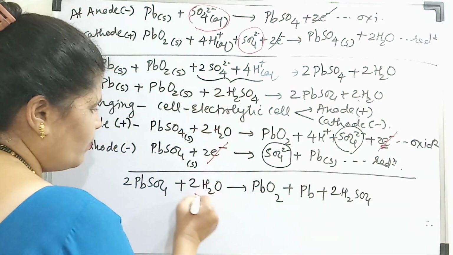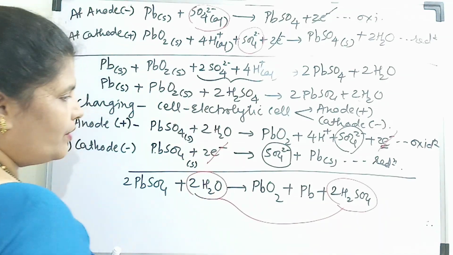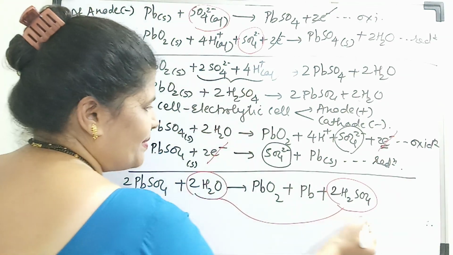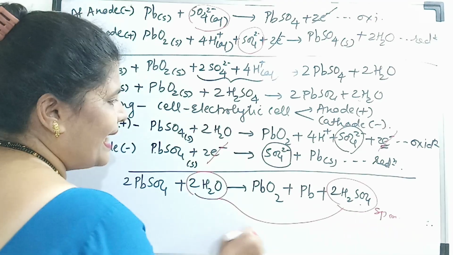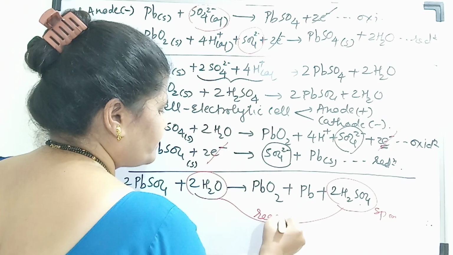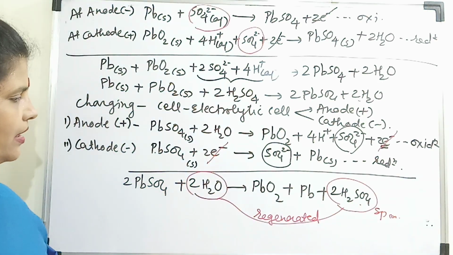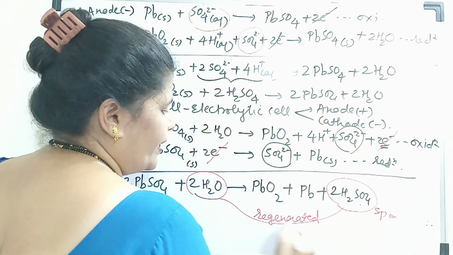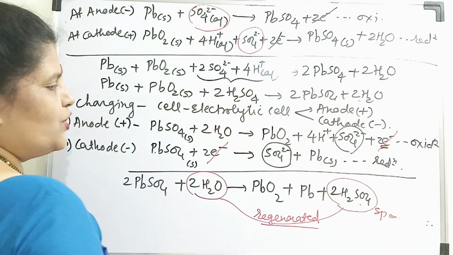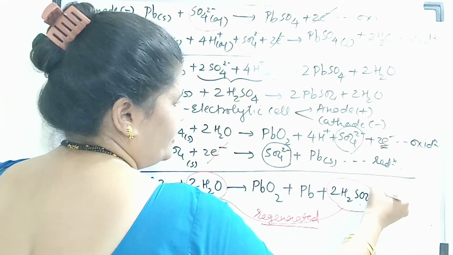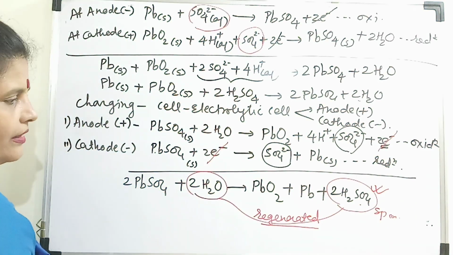So what happens here? Water gets converted to H2SO4. Means what is happening during discharging? The specific gravity or the concentration of this H2SO4 has fallen down, that is regenerated, or it is maintained. So during the charging, H2SO4 is regenerated, while during the discharging, H2SO4 is consumed. So it's very, very important to note that the working of this accumulator cell completely depends on the concentration of H2SO4.